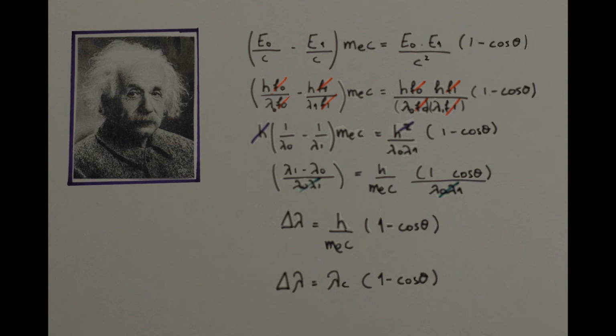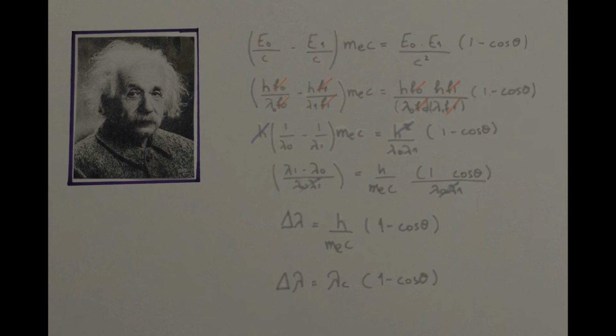Notice that this shift is dependent on the angle theta, and that it gets larger as the scattering angle increases. This means that as the angle increases, the new photon is less energetic and subsequently the electron gains more kinetic energy. You should notice the term h over m_e c is a constant term consisting entirely of fundamental constants and is called Compton's wavelength.